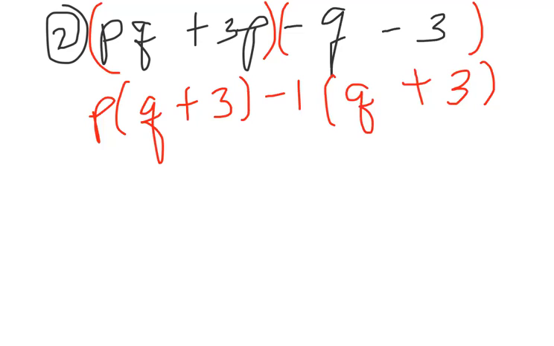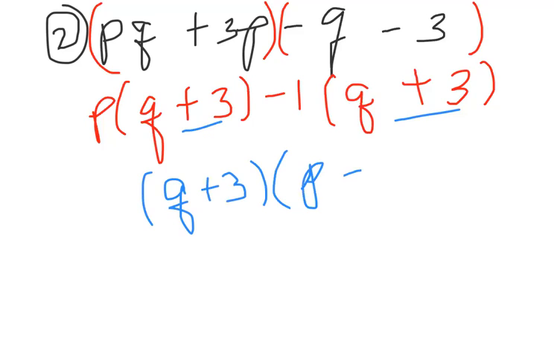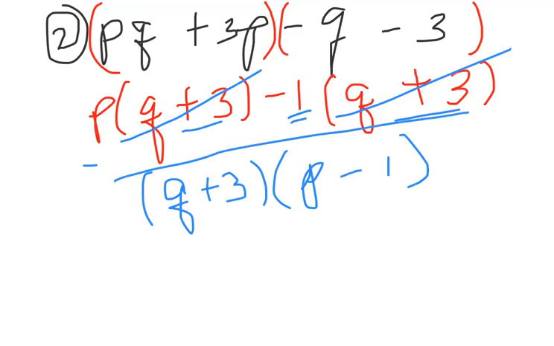And as always, guys, these two parentheses must be identical, and they are. So that's going to become a GCF as well. You factor it out, and that leaves you with P minus 1 for the other parentheses. When you factor it out from here, that leaves you with the P. When you factor it out from here, that leaves you with the negative 1. So guys, here's your factored form for this polynomial.